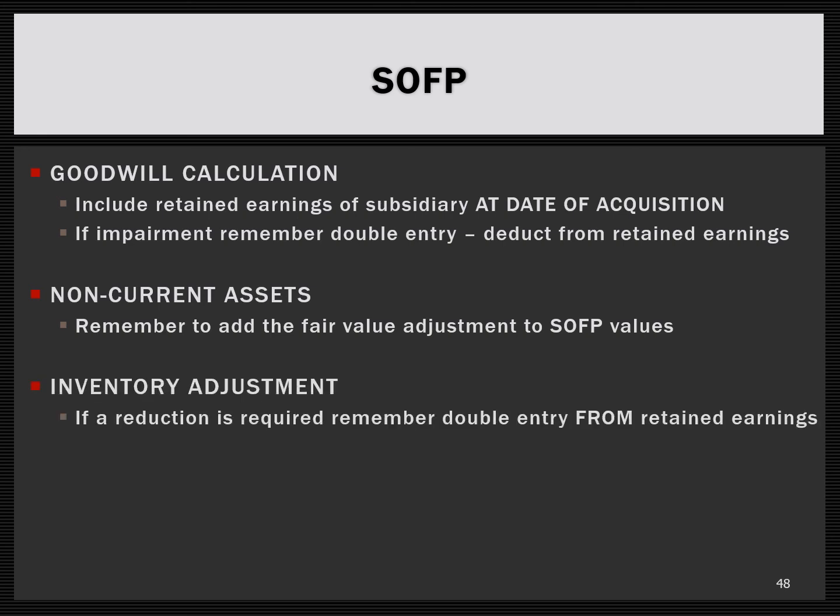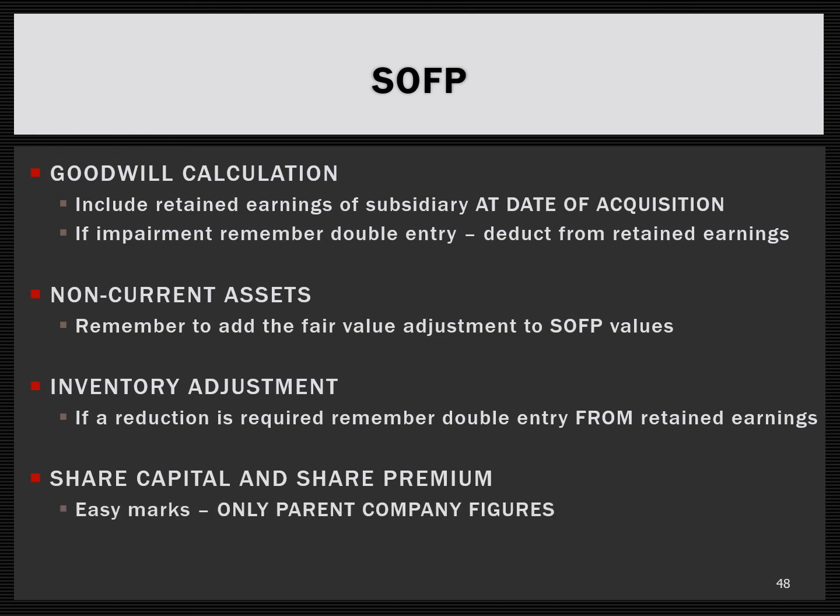If there's a stock adjustment, remember there's a double entry again. If you're reducing the inventory in the balance sheet, then you've got to reduce the retained earnings figure as well. And share capital and share premium, easiest marks in the question. Only the parent company's share capital and share premium, the only ones that ever appear in the consolidated statement.